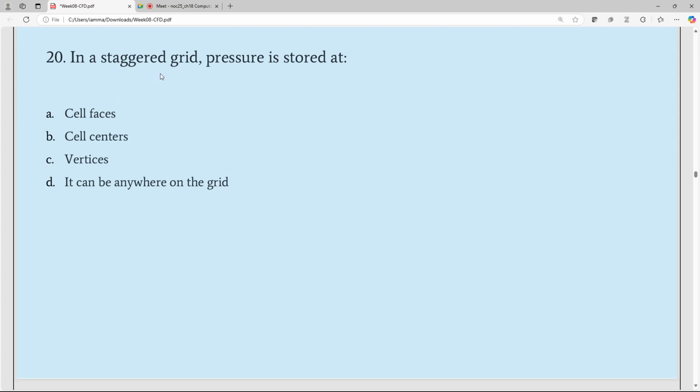In a staggered grid, pressure is stored at. So the question is asking the location of the pressure. In a staggered grid, where is the pressure located? Options are option A, cell faces, option B, cell centers, option C, vertices, option D, it can be anywhere on the grid. We have discussed a similar question earlier. Try to reflect and answer the question.